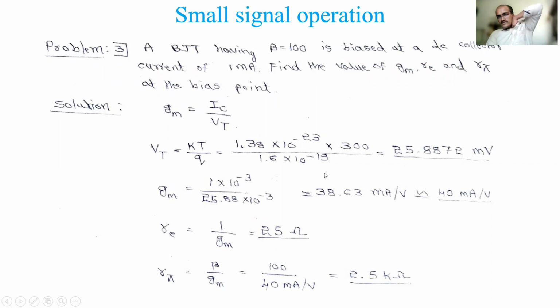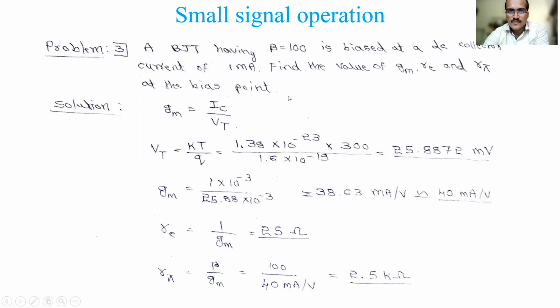So this is the problem. You already have it in your notes, I think, but I'll try to explain it. A BJT having beta equal to 100. Whenever they give any transistor or MOSFET, they should give its basic parameters. In the same way, the BJT parameter is beta, which is given as 100, and it is biased at a DC collector current of 1 milliamp. DC means both the letter and subscript are capital. Find the value of GM, the transconductance, RE, the emitter resistance, and r_pi, the base current resistance at the bias point.